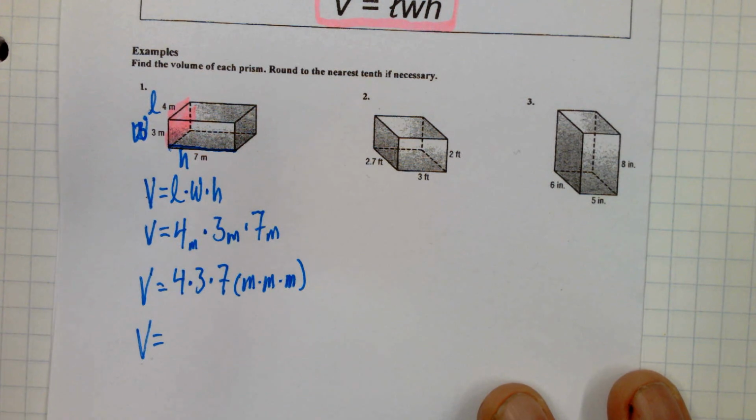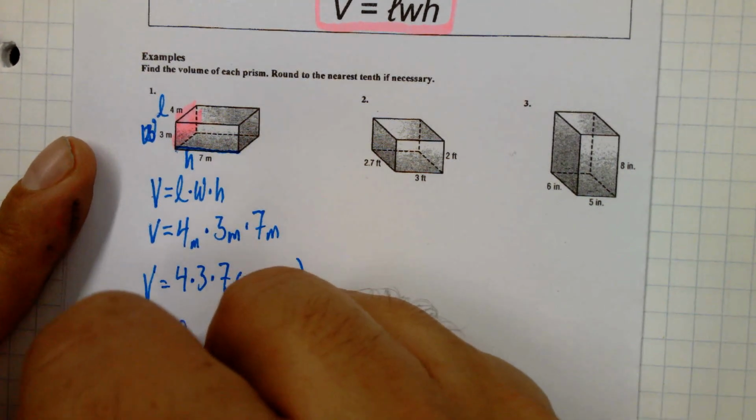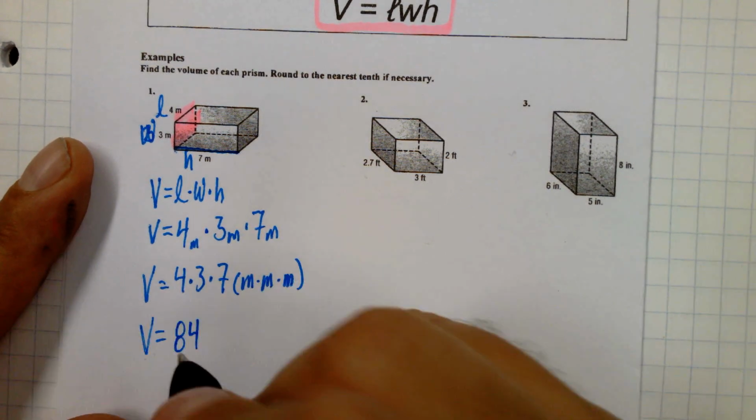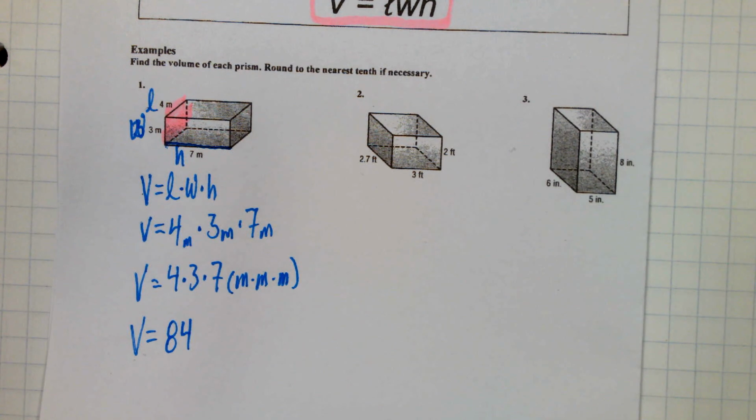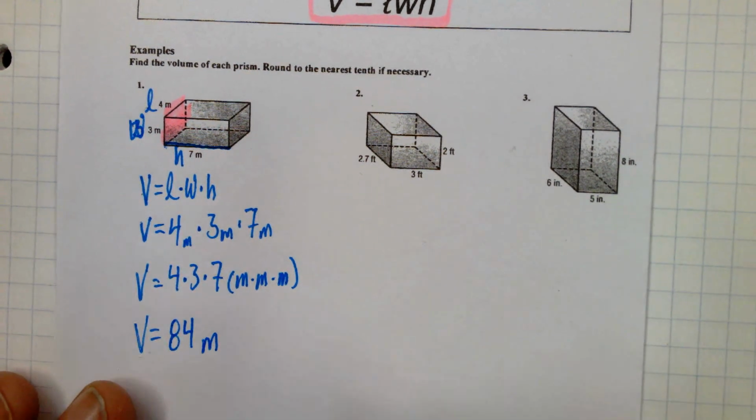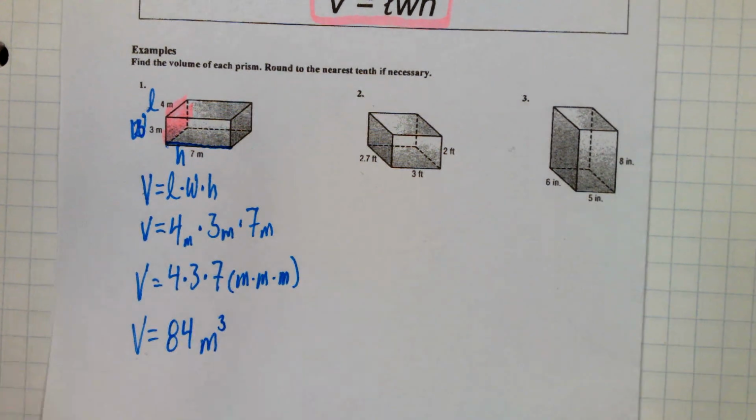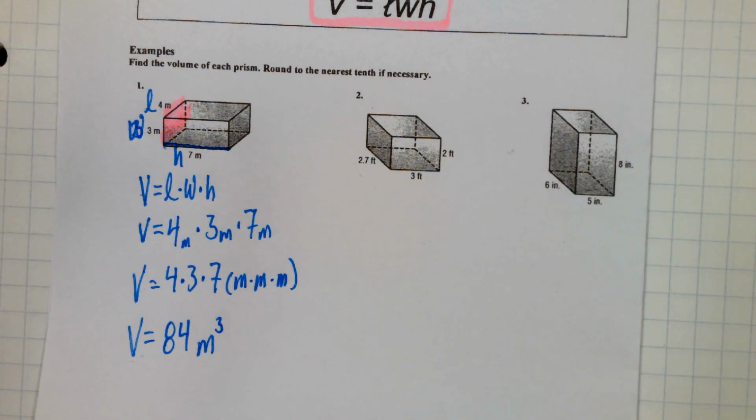What are we going to get? 84. Now, what's a shorter way of saying meters times meters times meters? Yeah. Meters cubed, or cubic meters. So there is a mathematical algebra way of ending up with the right units. Cubic meters. Okay? So that's 84 cubic meters.